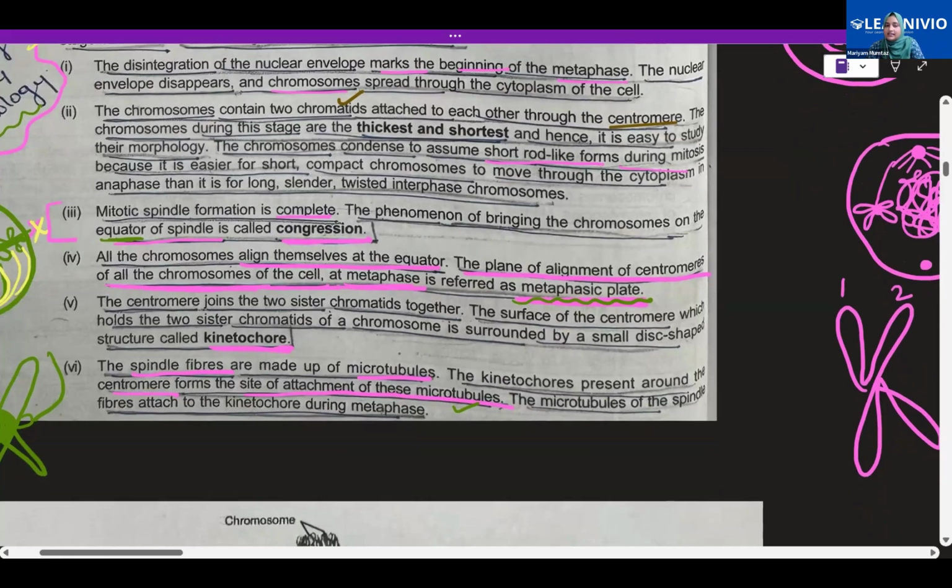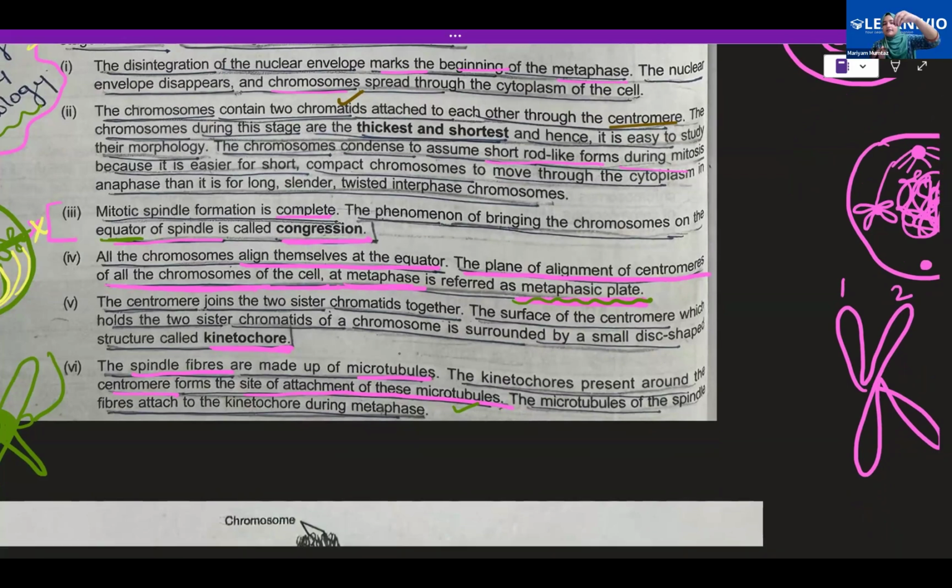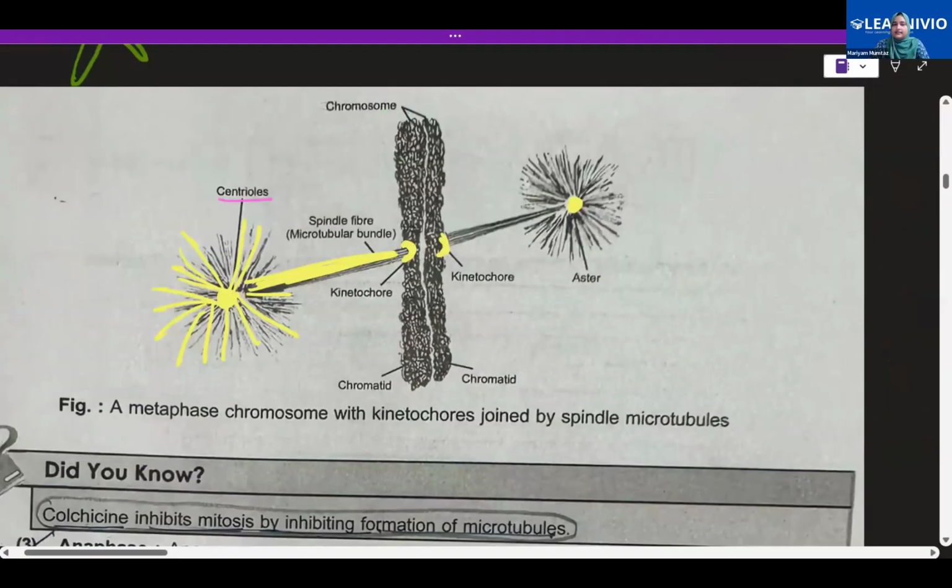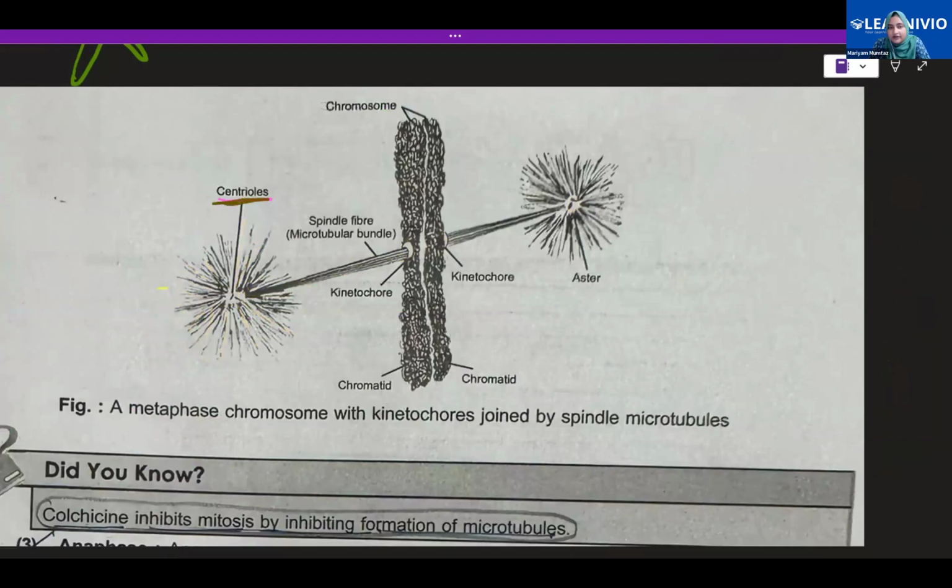Now, what happens? The centromere has the kinetochore present. The spindle fibers coming from the centriole portion will come and attach onto those kinetochores. Okay? This much is clear? So, see this. This is the chromosome. Here we have the centriole, right? From the centriole, these spindle fibers are arising, the asters are arising, and then the spindle fibers go and attach themselves at the kinetochore. Okay, this is what is happening.